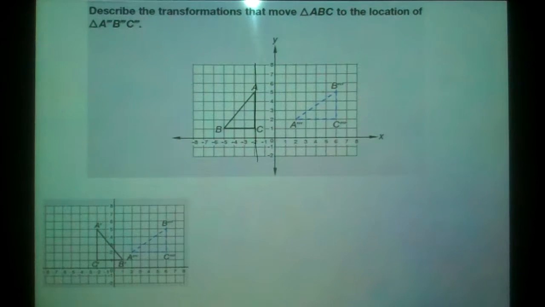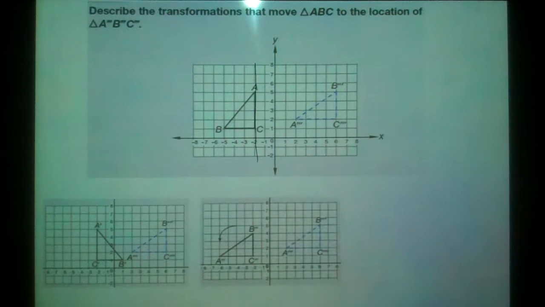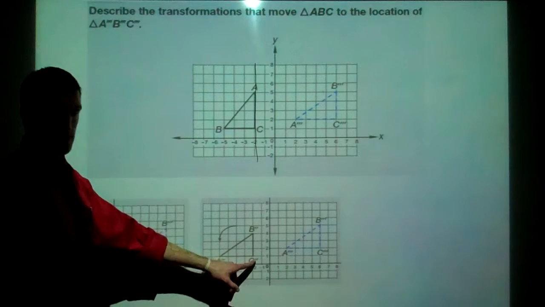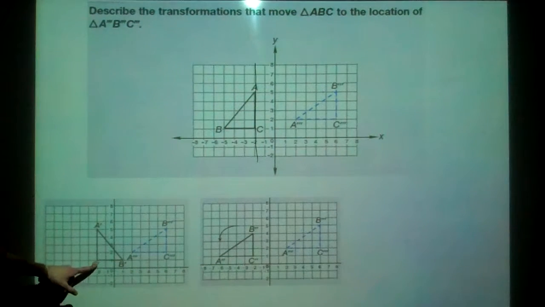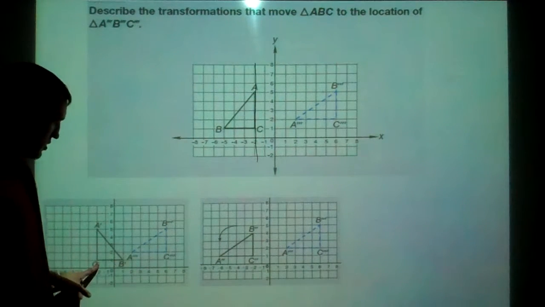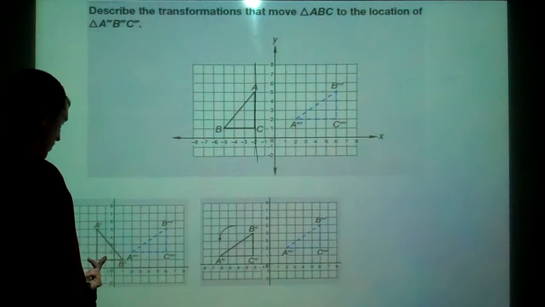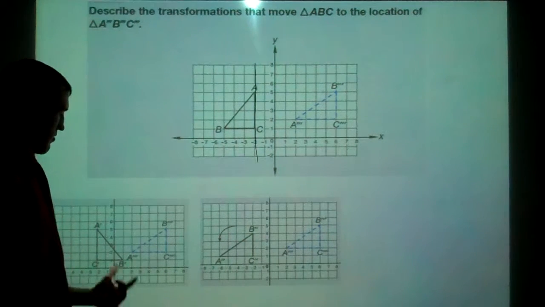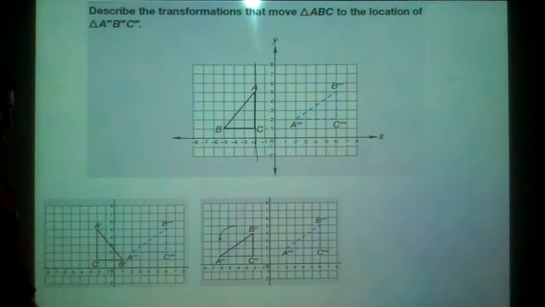Second thing they did, it looks like they probably rotated it. Yep, they did. So they rotated this one. Now we're here. They rotated it, looks like 90 degrees around point C. Point C stayed in the same spot. So that was their point of rotation, so that stayed. Everything else went in that rotation direction, right here, 90 degrees.